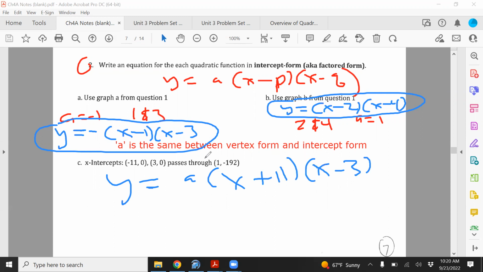Now, how am I going to solve for a in this problem? What am I going to do? You just plug in the point. Plug in the other point you're given, exactly. So plug in the other point you're given. Is that 11? It is 11. Yeah, because you're doing minus negative 11, right?